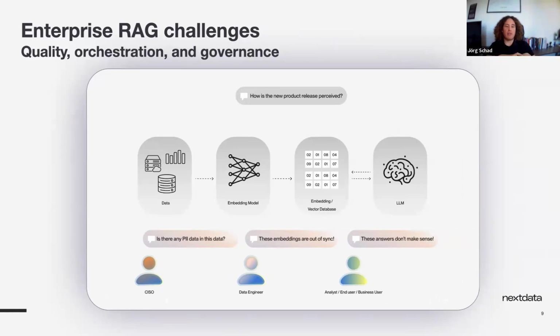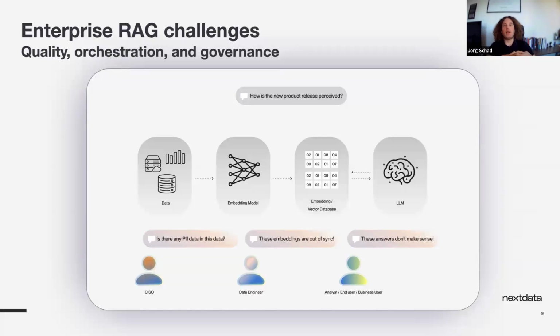The CISO might wonder about data safety. Are we exposing any PII data throughout this flow? Might we expose any company secrets outside with that new chatbot? The data engineer is concerned about having different modalities, like on the left side, our PDFs or Amazon reviews in our relational database systems, and those embeddings getting out of sync. They might be very far apart, so we are not getting the most recent outcomes.